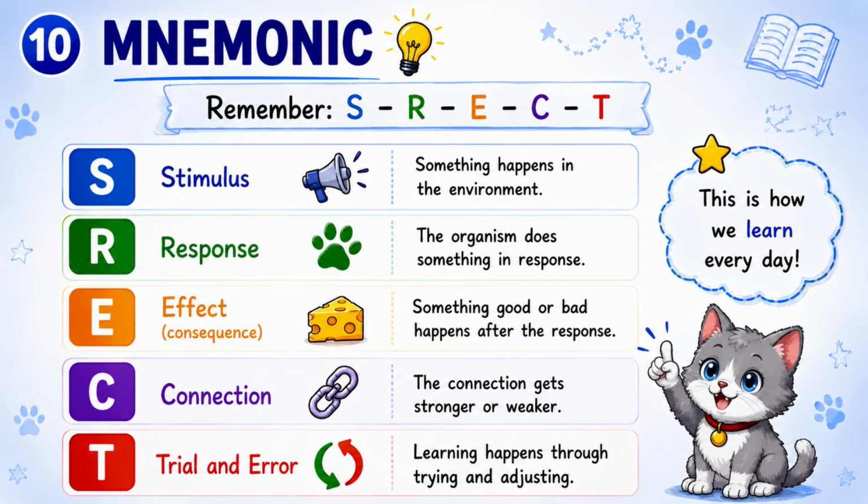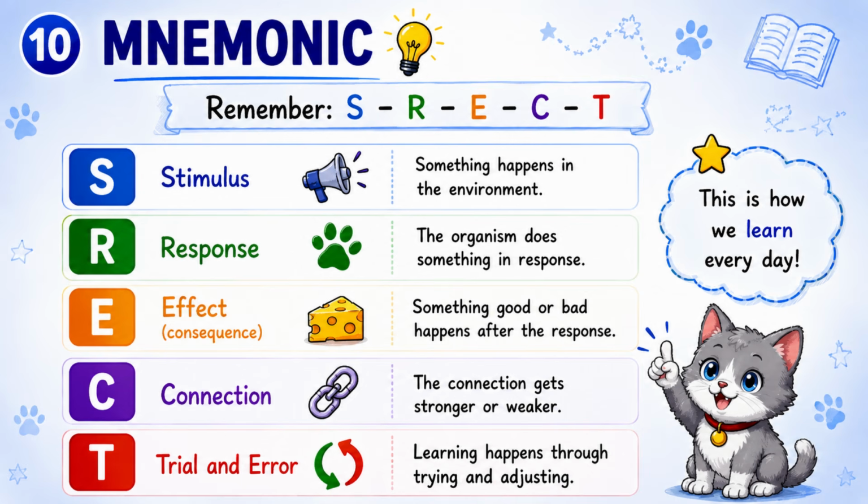C means connection. The link between the stimulus and the correct response becomes stronger with practice. Practice பண்ண பண்ண இந்த connection ரொம்பவே strong ஆகும். T means trial and error. Learning happens by trying different methods, making mistakes, and finally finding the correct one. சிம்பிளா சொல்லணும்னா, ட்ரை பண்ணுங்க, மிஸ்டேக் பண்ணுங்க, லேர்ன் பண்ணுங்க. அதுதான் ட்ரையல் அண்ட் எரர் லேர்னிங்.